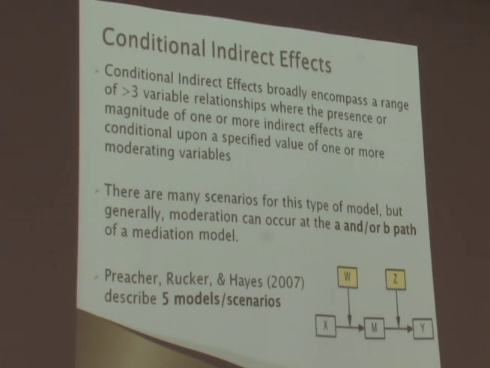And there can be more than one conditional indirect effect. So there's many scenarios for this type of model, but generally moderation can occur at the A and or the B paths of a mediation model. And this paper describes 5 scenarios. So what I put in the folder for today is this paper, which is really what these slides are based on.